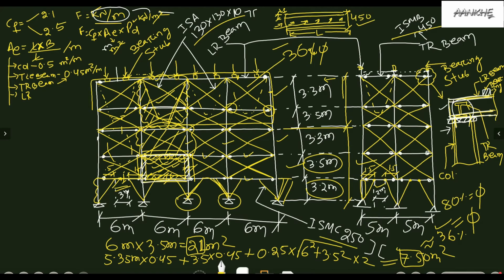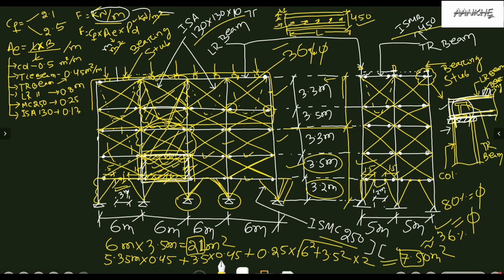Next comes LR beam. This one is 0.8 meter depth, so here it is 0.8 meter. Okay. LR beam, TR beam. Next comes your channel section, channel bracing, MC 250. It comes 0.25 and angle ISA 130. It also comes 0.13.